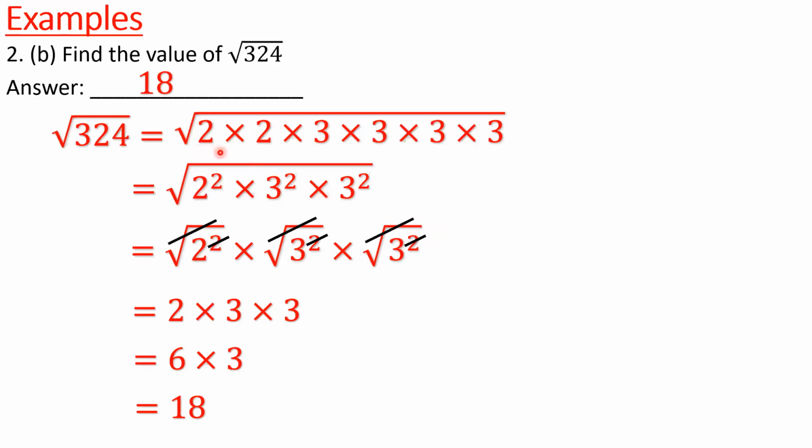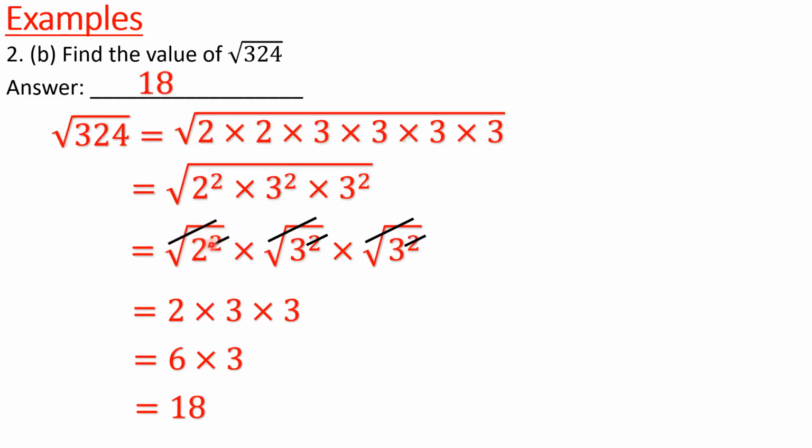Go ahead. 324. So basically what you do, you take the prime factors and you put the exponents on it. So 2 times 2 will be 2 squared, and then 3 times 3 will be 3 squared, and then 3 times 3 again will be 3 squared. And as we know that you could cross out for exponents, so it leaves us with 2 times 3 times 3.